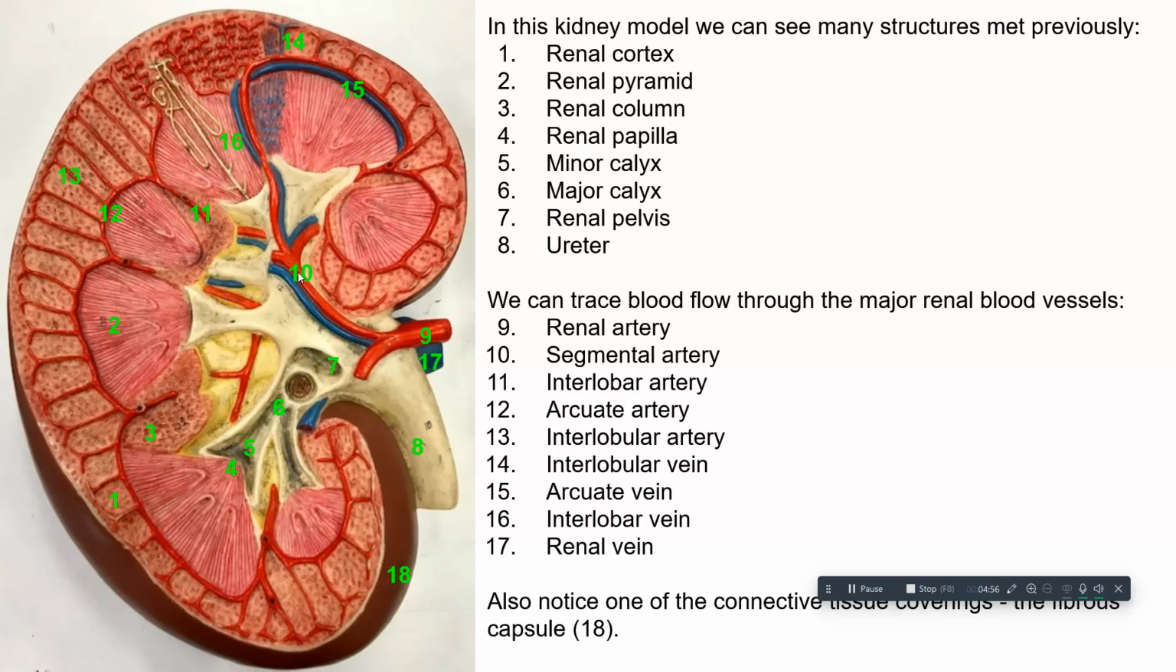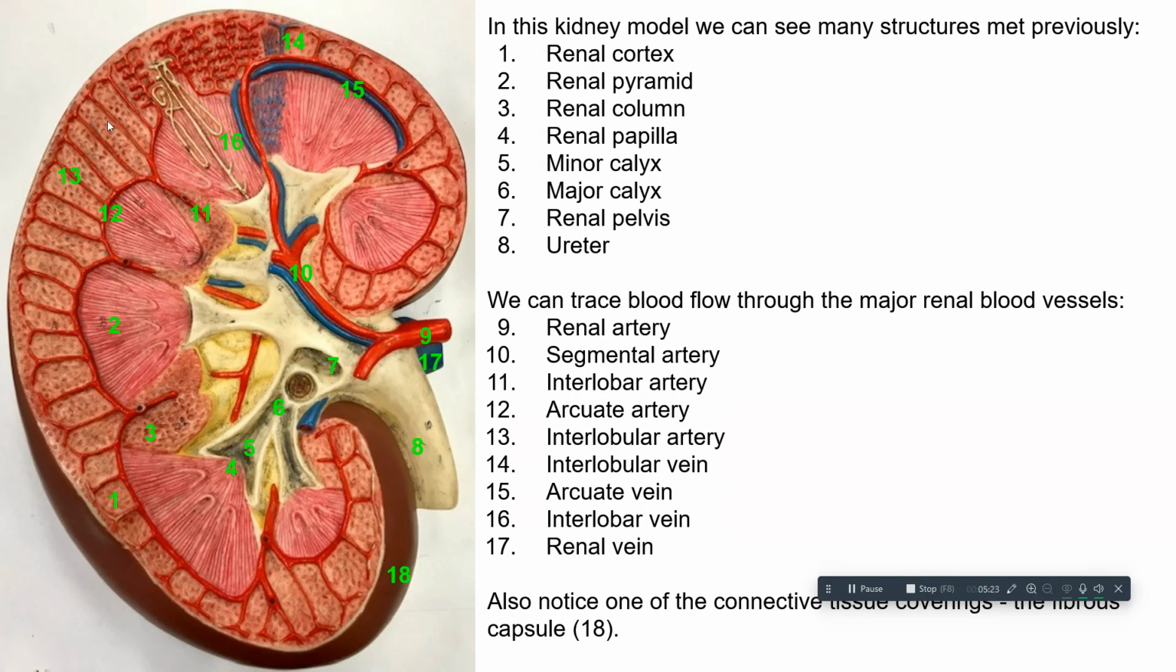This is a segmental artery. It is branching, giving me an interlobar artery running between the pyramids. The interlobar artery branches to give me an arcuate artery curving over the pyramids. This arcuate artery right here has several branches extending through the cortex. These are called interlobular arteries.